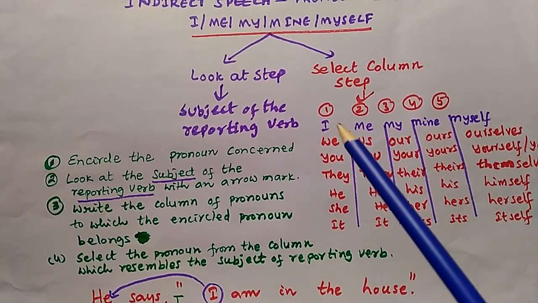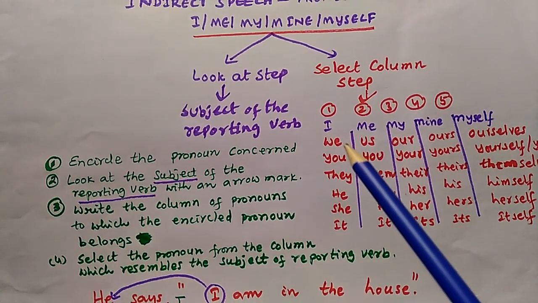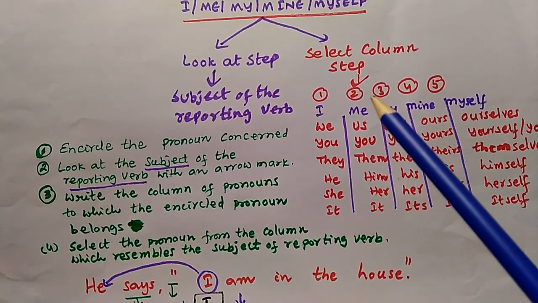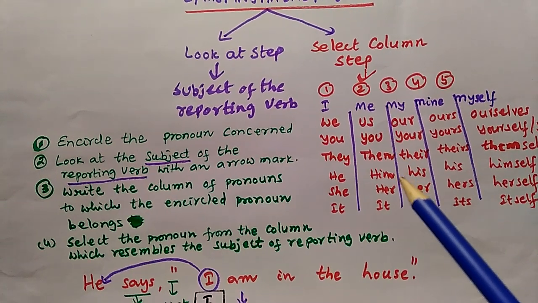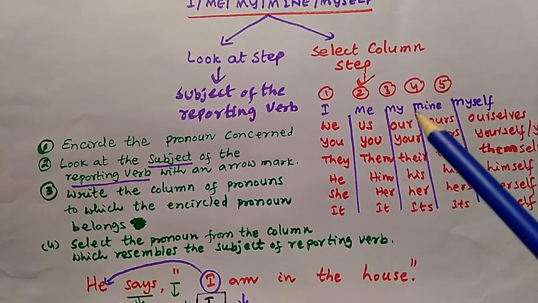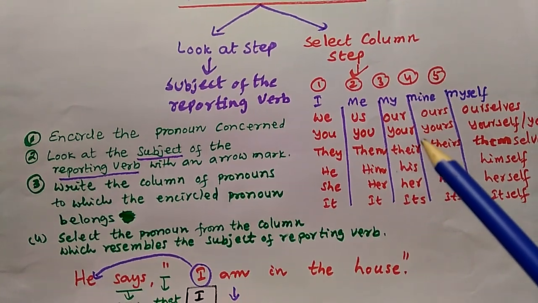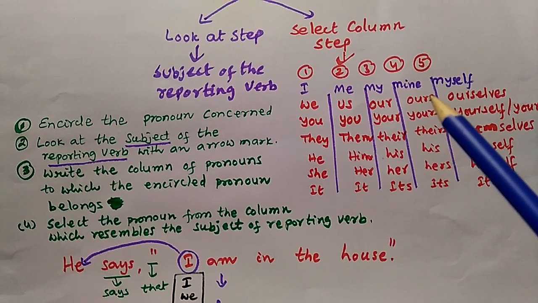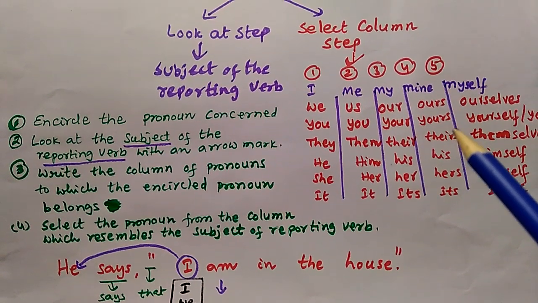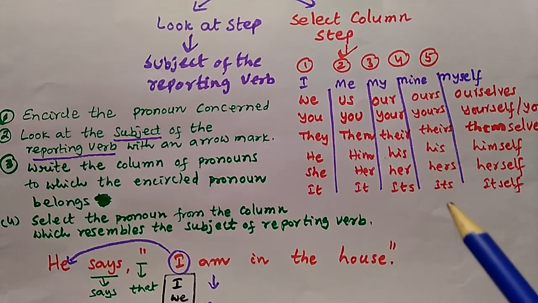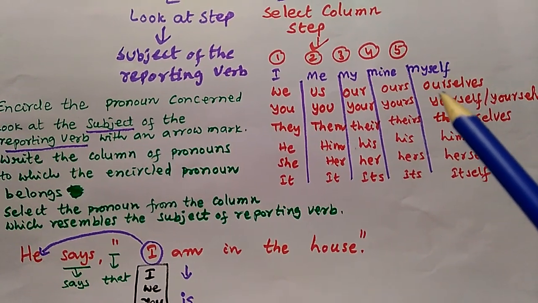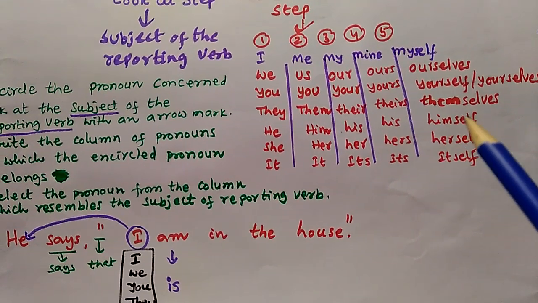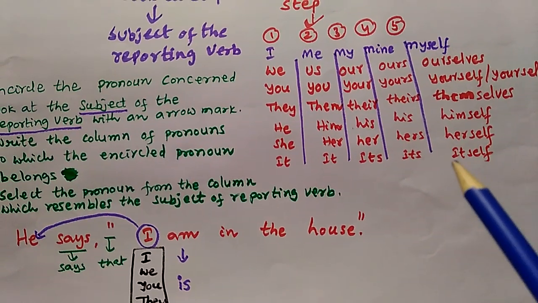They are: first column constitutes I, we, you, they, he, she, it. Second column: me, us, you, them, him, her, it. Third column: my, our, your, their, his, her, its. And fourth column: mine, ours, yours, theirs, his, hers, its. And fifth column: myself, ourselves, yourself or yourselves, themselves, himself, herself, itself.